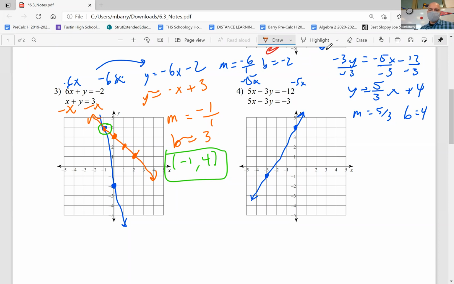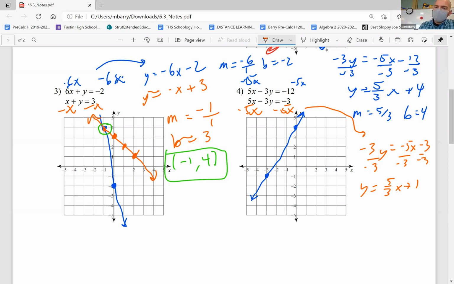All right, so let's do the other line now. I'm going to subtract the 5x over to the other side as my first step. So we have negative 3y equals negative 5x minus 3. I'm going to divide everything by negative 3. That gives me y equals 5/3x plus 1. So I got my slope at 5/3, my y-intercept at 1. It looks like, again, I can't really go up 5/3, so I'm going to go down 5 and to the left 3.